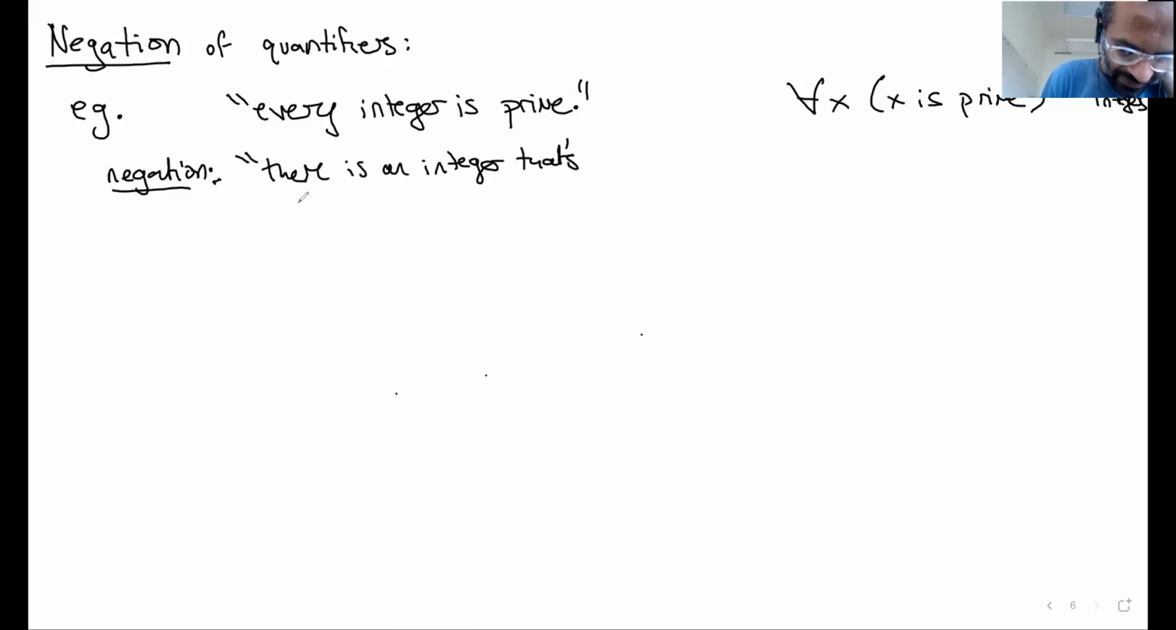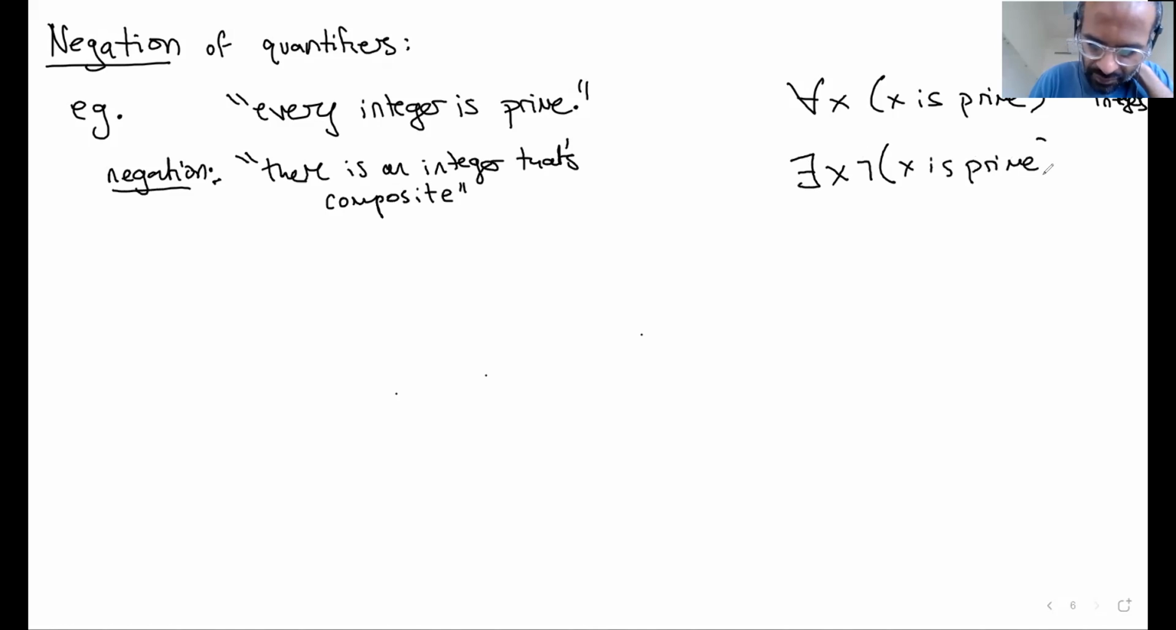There is an integer that's composite, I guess, is the opposite of being prime. And you know, that statement is there exists an X such that the negation of this is true. Right? There exists an X such that X is not prime.